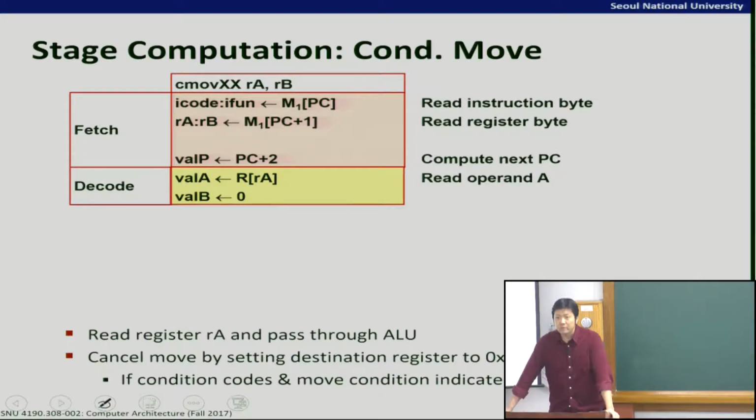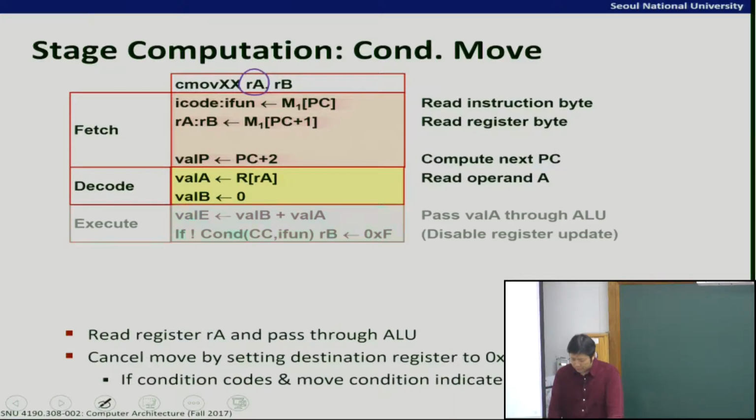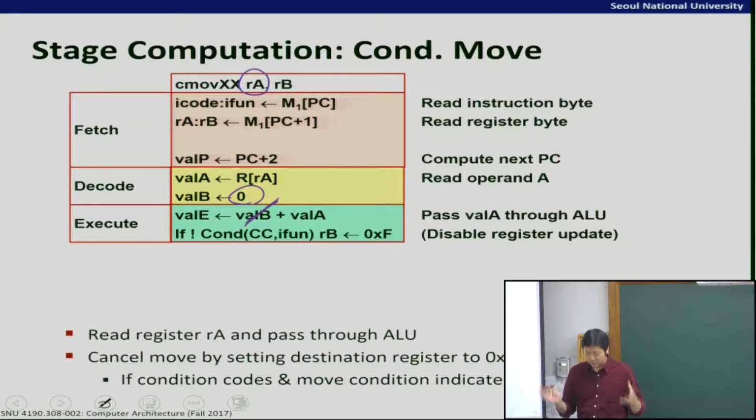In the decode stage, we read the register. In this case, we only need to read one register, RA, because this is a conditional move, so that if the condition is satisfied, we do move from source to destination. Otherwise, we simply replace it with a NOP and don't do anything. In the following stage, we pass the value of A through the ALU. That means valB is 0, so this is as good as nothing. valE is equal to valA, which was the value of register RA.